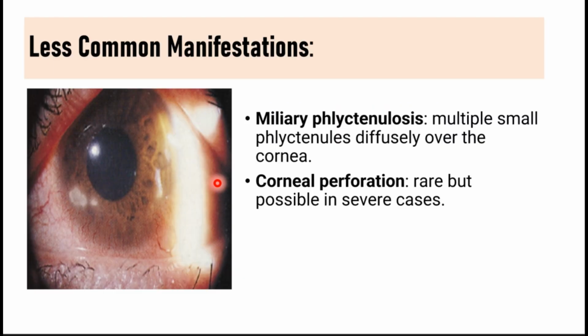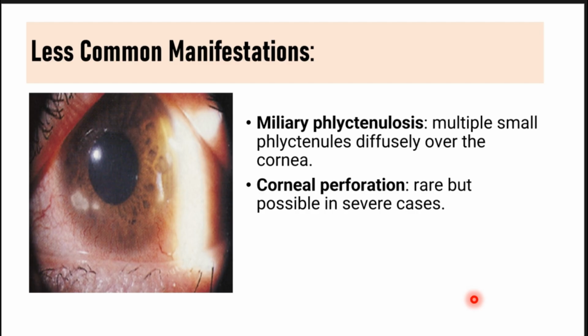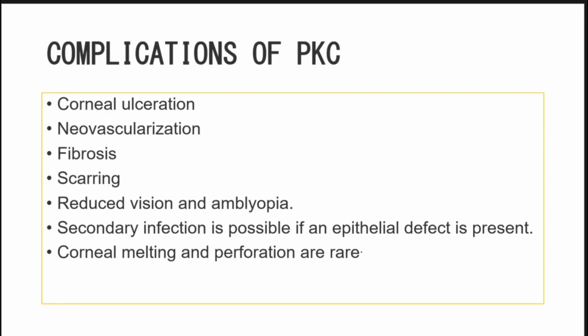Now, what are the less common manifestations apart from the corneal and conjunctival phlyctenules? You can also have miliary phlyctenulosis. Here, you're going to find multiple small phlyctenules diffusely over the cornea. Okay. Now, usually phlyctenules can resolve very well. However, in rare cases, there might also be corneal perforation. So, with this, let's discuss the complications of phlyctenular keratoconjunctivitis.